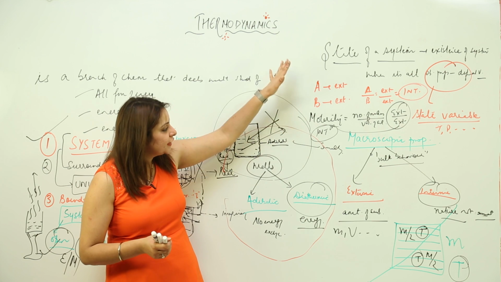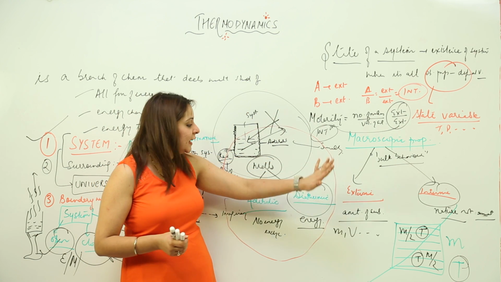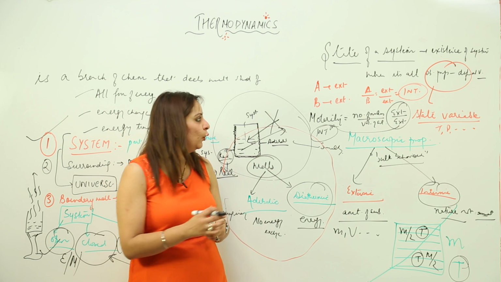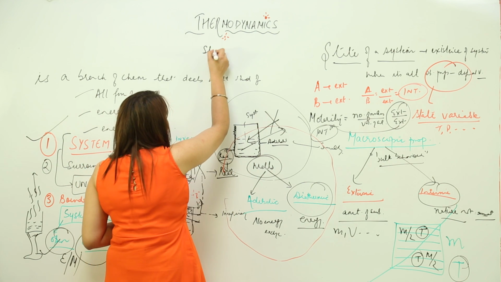So this is what we have: state of a system, we have macroscopic properties, extensive and intensive. So we are just left with a few more definitions. One is state function.